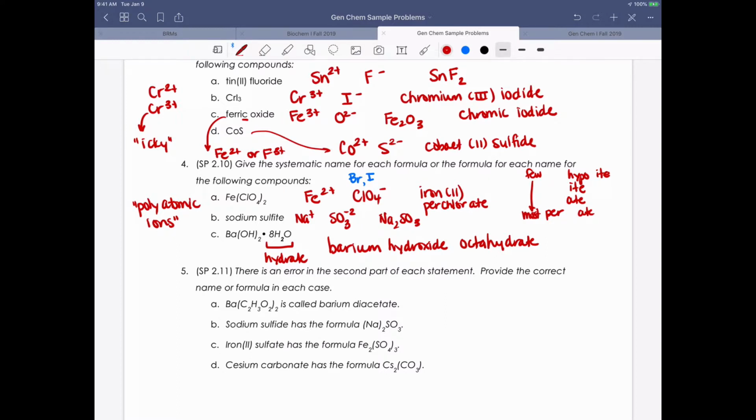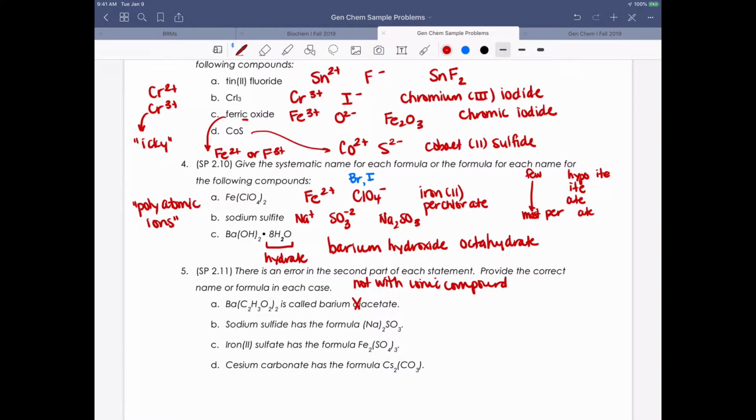So even though it looks like there's nothing wrong with saying barium diacetate, we don't use these Greek prefixes with ionic compounds. We're only going to use those prefixes to indicate number when we're talking about the number of waters that we might have here, or in a problem that we'll get to in a little bit, we're going to talk about non-covalent compounds, and we're going to have to use those prefixes there.